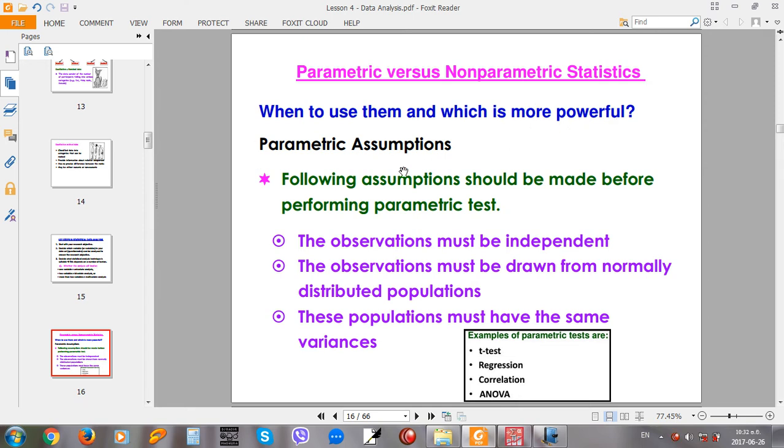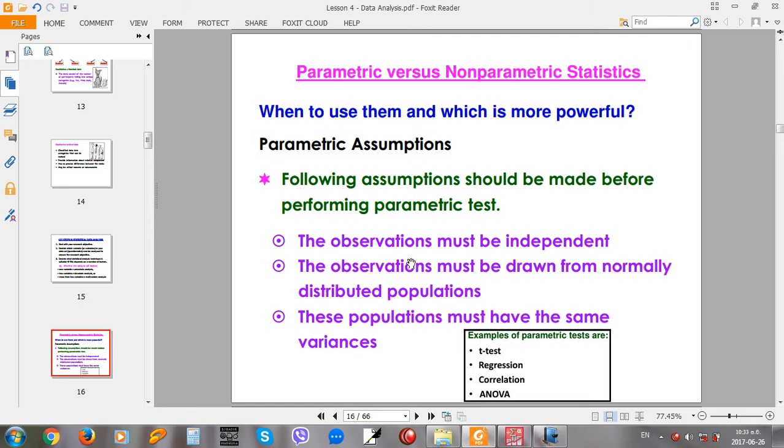Parametric assumptions: when we need to do the parametric test, the following assumptions should be made before performing it. The observations must be independent. The observations must be drawn from normally distributed populations. These populations must have the same variances. So what is the normal distribution? I think you learned those things in the introduction to statistics, yes, in the first semester.